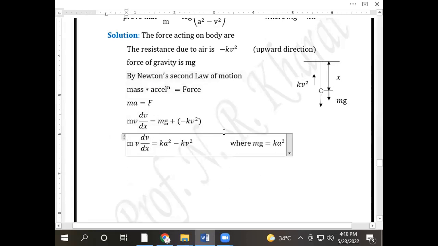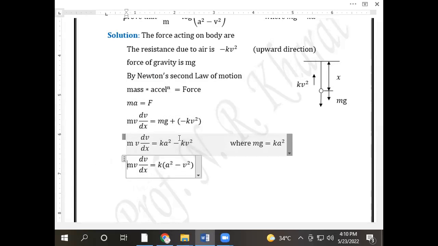So the value of mg is equal to k a square. Replacing the value of mg with k a square, we get m times v into dv upon dx is equal to k a square minus kv square, which is my differential equation in v and x. So taking k common on the right hand side, we get mv dv upon dx is equal to k times a square minus v square.